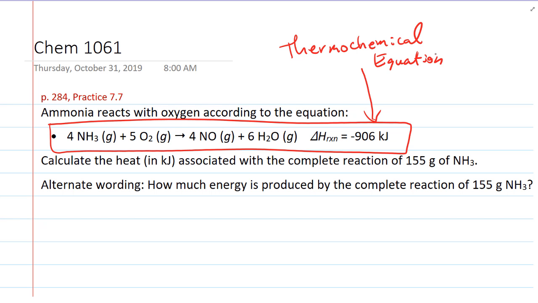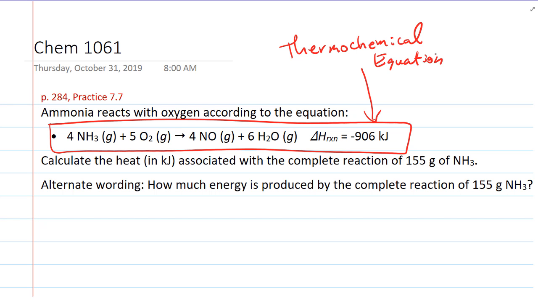When we see a negative sign on here, this tells us that this reaction is an exothermic reaction. If the sign on here is positive, that tells us it is an endothermic reaction.